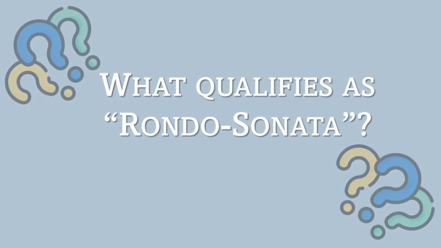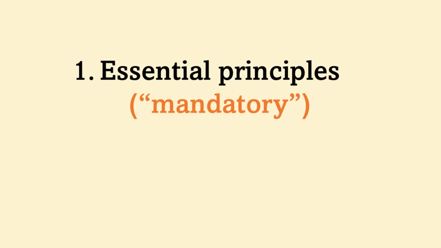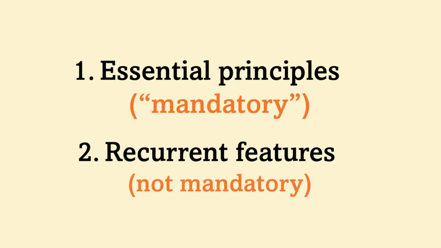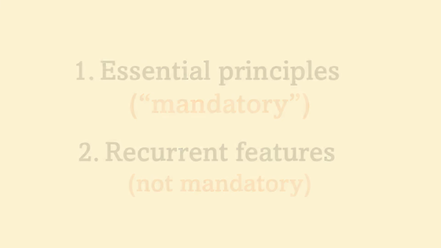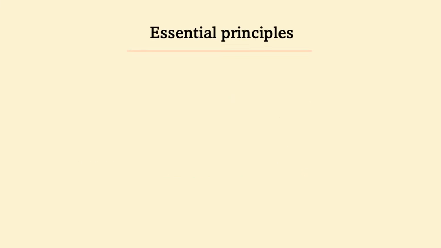Features of the rondo-sonata. Generally speaking, rondo-sonata's characteristics can be sorted out in 2 different groups. Essential principles, which are to be regarded as indispensable with regard to this musical form, and recurrent features, which are present in many rondo-sonata examples, but that aren't actually mandatory. With regard to essential principles, we must keep in mind that the rondo-sonata is a hybrid that shares common features between the rondo and the sonata form.